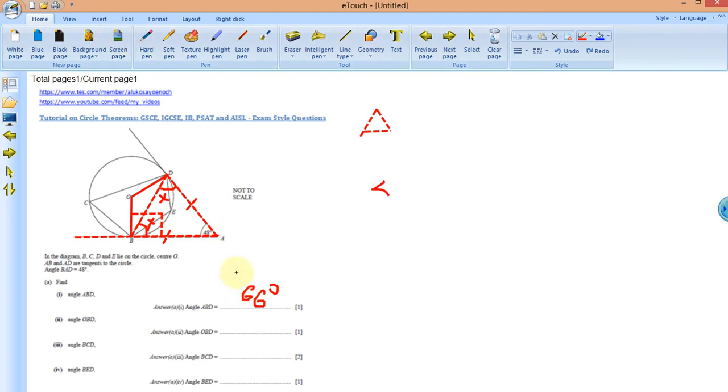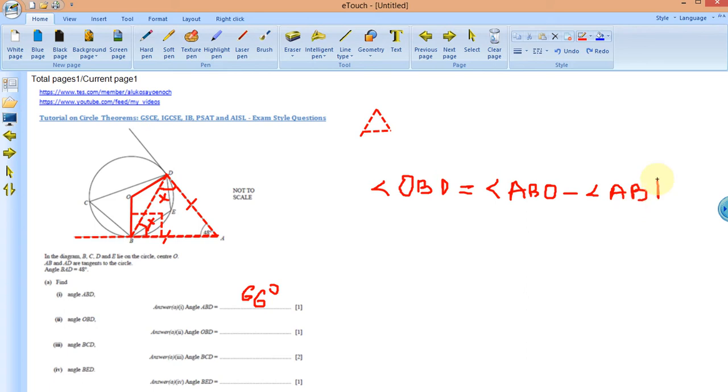Sorry about that. So I want to go angle OBD equals what? Angle ABO minus angle ABD.